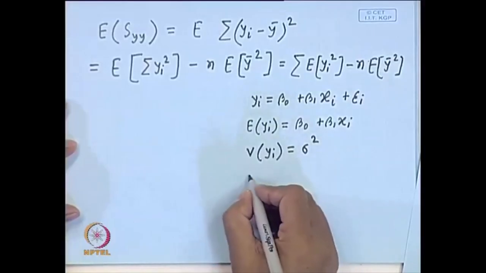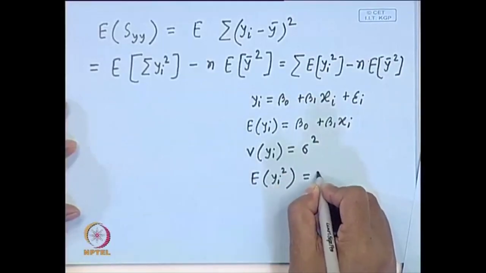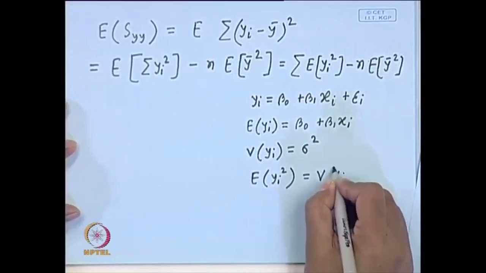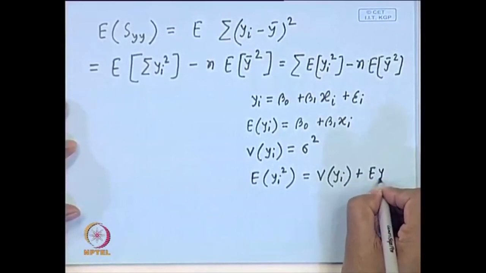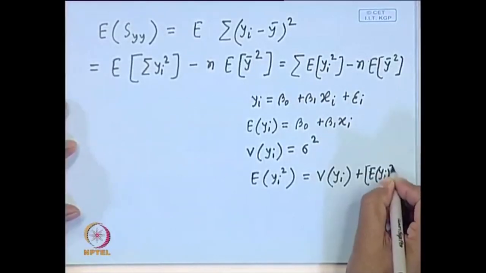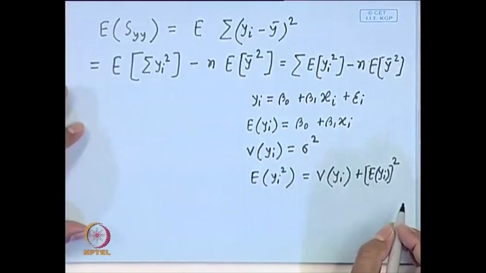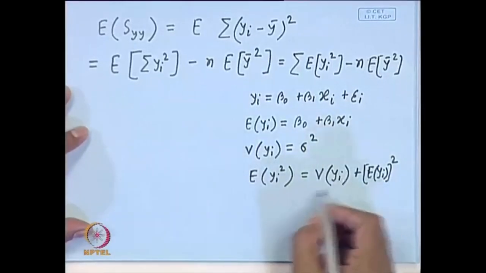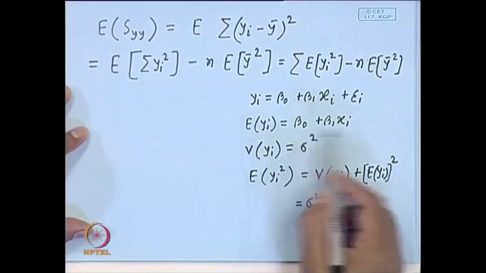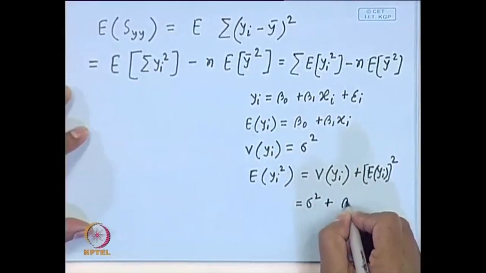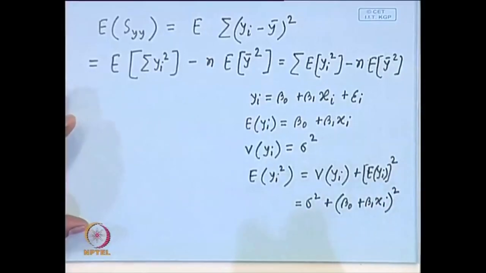Now, expected value of yi square is equal to variance of yi plus expectation of yi whole square. This is from the definition of the variance. Well, now the variance of yi is equal to sigma square. And expectation of yi is this quantity. So, this is equal to beta naught plus beta 1 xi whole square, right.